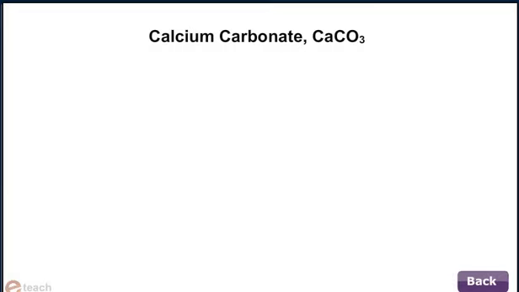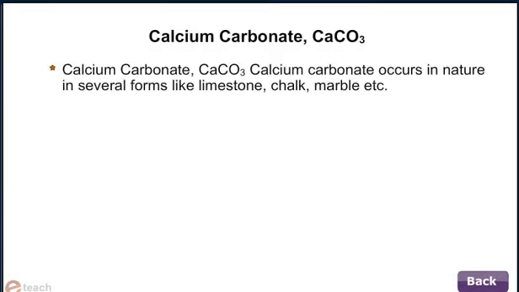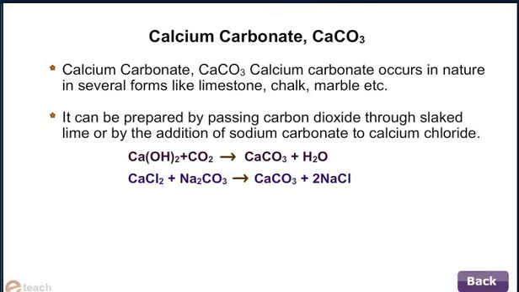Calcium carbonate, CaCO3. Calcium carbonate occurs in nature in several forms like limestone, chalk, marble, etc. It can be prepared by passing carbon dioxide through slaked lime or by the addition of sodium carbonate to calcium chloride. Ca(OH)2 plus CO2 gives CaCO3 plus H2O. Also, CaCl2 plus Na2CO3 gives CaCO3 plus NaCl.